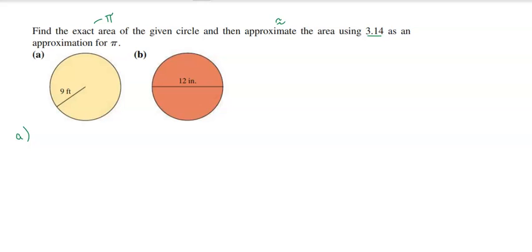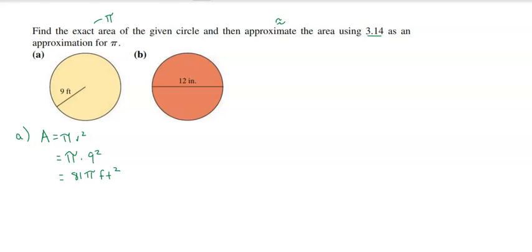Alright, so the first one, make sure you write your formula. Start with area equals pi r squared. So this is going to be pi times 9 squared. That is going to equal 81 pi, and the unit is feet squared. So be careful when you're talking about area, it becomes feet squared. So 81 pi feet squared.